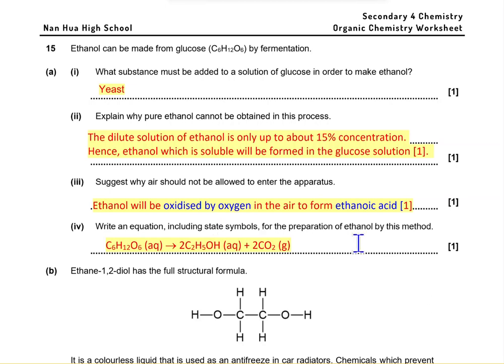And then this one is the equation. State symbols, take note. Preparation of ethanol by this method: glucose will turn into ethanol plus carbon dioxide. Remember, carbon dioxide is always given out.